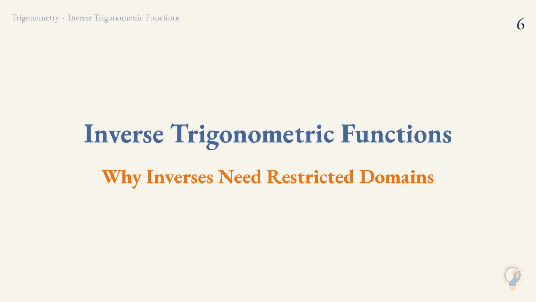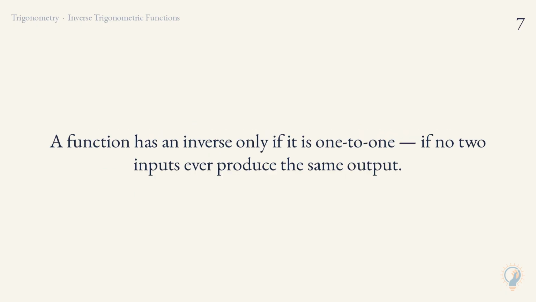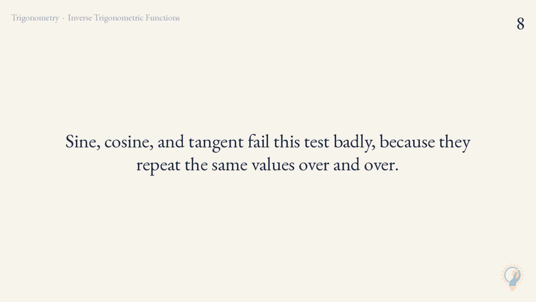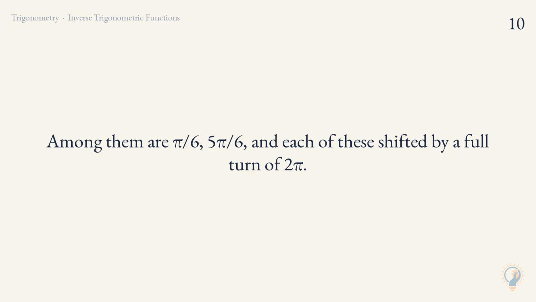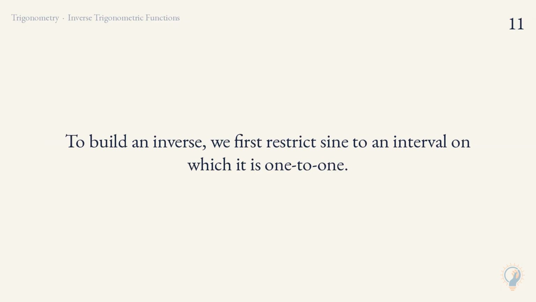Why inverses need restricted domains? A function has an inverse only if it is one-to-one, meaning no two inputs ever produce the same output. Sine, cosine, and tangent fail this test badly because they repeat the same values over and over. The equation sin x equals 1/2 has infinitely many solutions. Among them are pi over 6, 5 pi over 6, and each of these shifted by a full turn of 2 pi. To build an inverse, we first restrict sine to an interval on which it is 1-to-1.